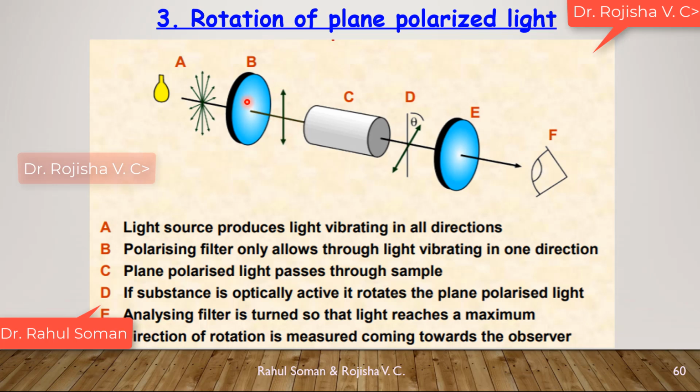Whenever it passes through a D-glucose medium or any optical isomer sample medium, if it is D-glucose, it will rotate the plane polarized light to the right, and if it is an L-levulose system, then it will rotate to the left. Or it will have a plus direction and a minus direction. We can notate that as plus direction or minus rotation.